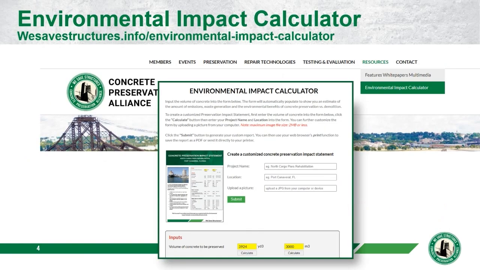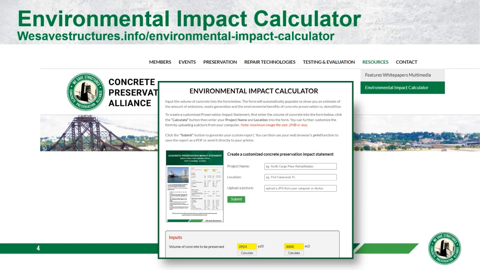Also, I wanted to mention the coalition's focus on sustainability. Sustainability is at the heart of what the Preservation Alliance stands for. One of the most impactful actions we can take in our industry is to preserve and restore existing structures rather than replace them. Restoration not only preserves our architectural heritage, but also significantly reduces environmental impact.